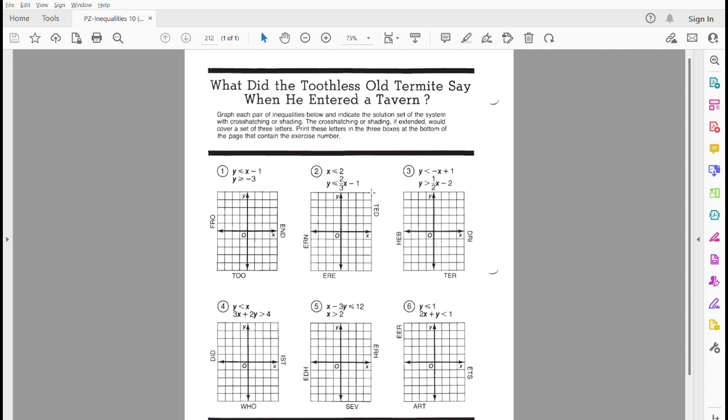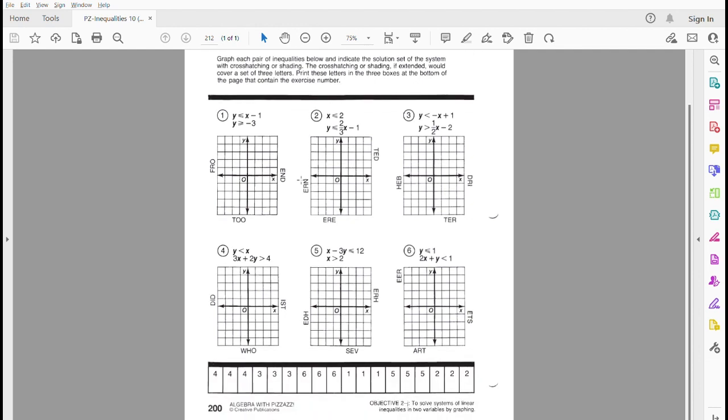We're trying to solve the riddle, what did a toothless old termite say when he entered a tavern? And to solve this riddle, we have to solve these 6 systems of inequalities. Now the idea is when we actually get the solution set, which is the shading or cross-hatching, it should cover one of these 3 words. And we just put those letters wherever the numbers are down here that correspond with the problem.